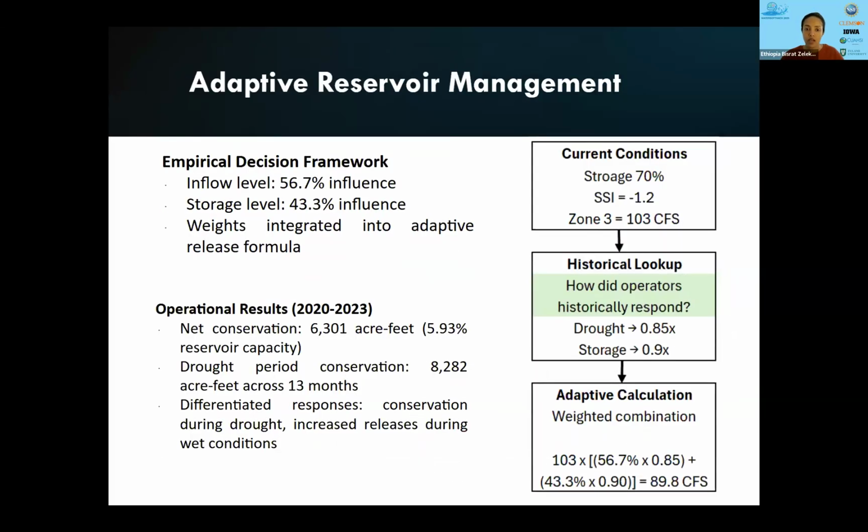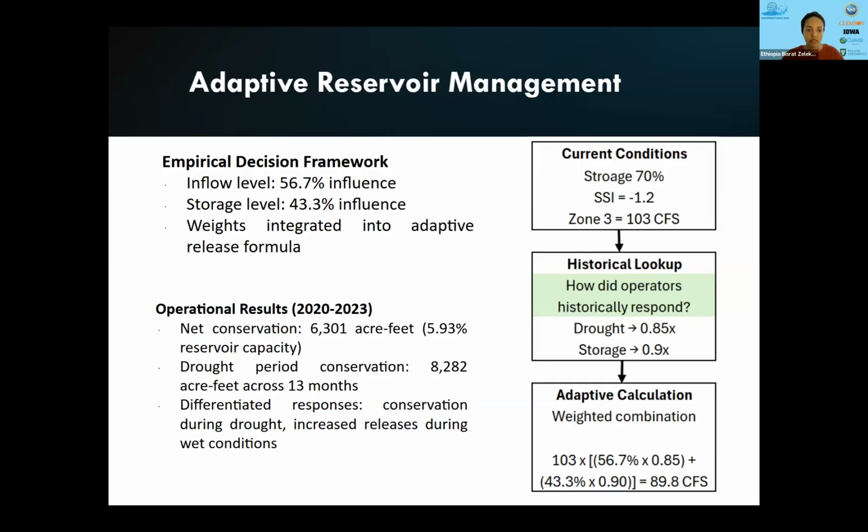Next slide, please. Next, I'm going to talk about the adaptive reservoir management system that we're going to draw from the LSTM predicted SSI. We wanted to show how a reservoir manager would actually use this system in practice. First, we have the current conditions, where the manager assesses what the current condition is. For example, a reservoir could be at 70% capacity, which puts them in zone 3. Zone 3 might mean that their standard operating rule calls for a 103 cubic feet per second release, but by using our LSTM predicted streamflow SSI, they would also see that the drought index shows an SSI of minus 1.2, which indicates moderate drought.